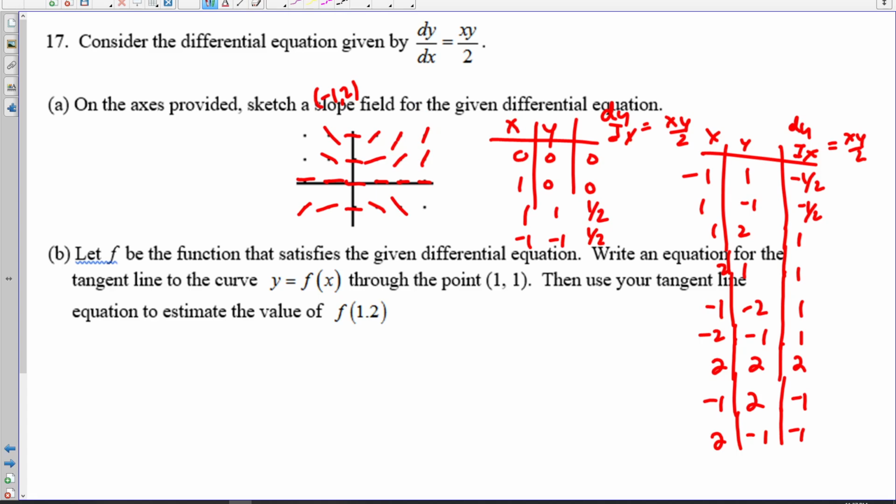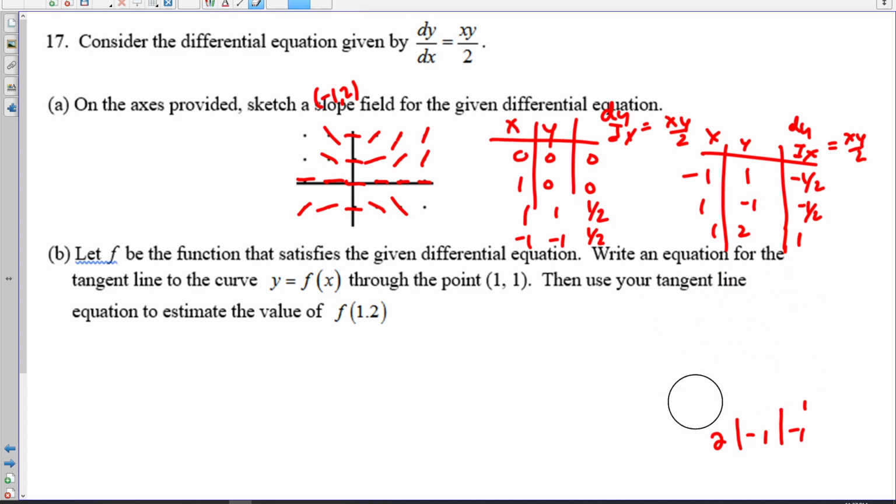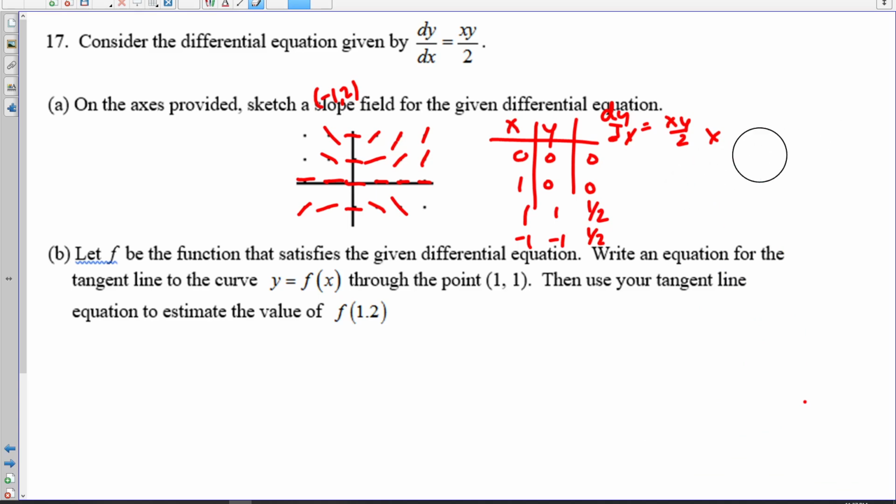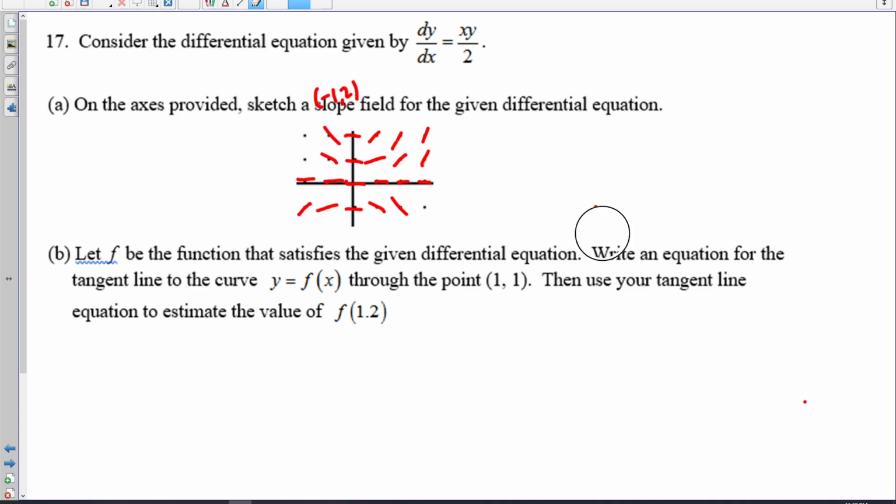So anyway, you guys can do the rest of the slopes. But that's the kind of picture that I'm looking at. The first problem says, let f be the function that satisfies the given differential equation. So that's just saying the solution y equals, if you solve this analytically.